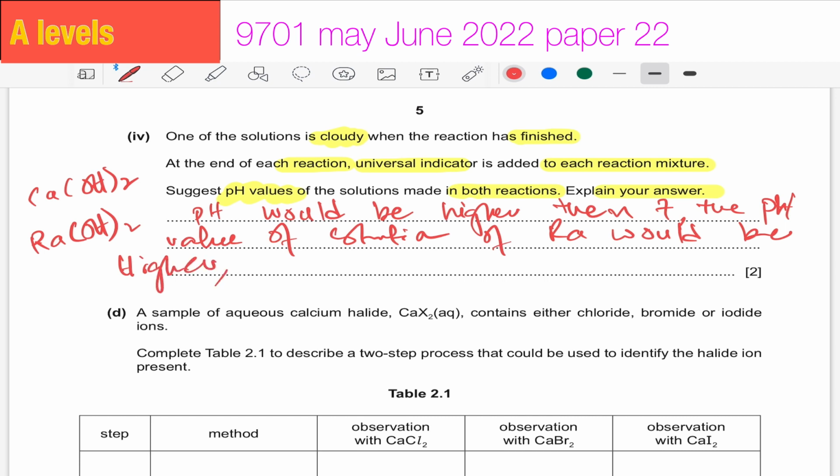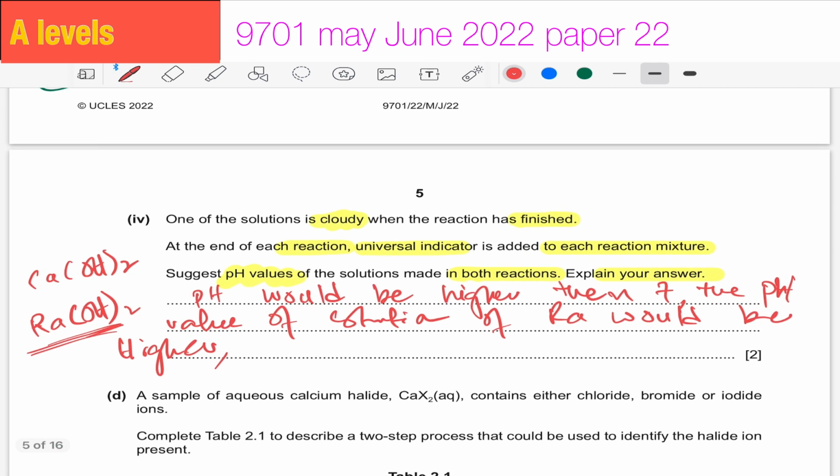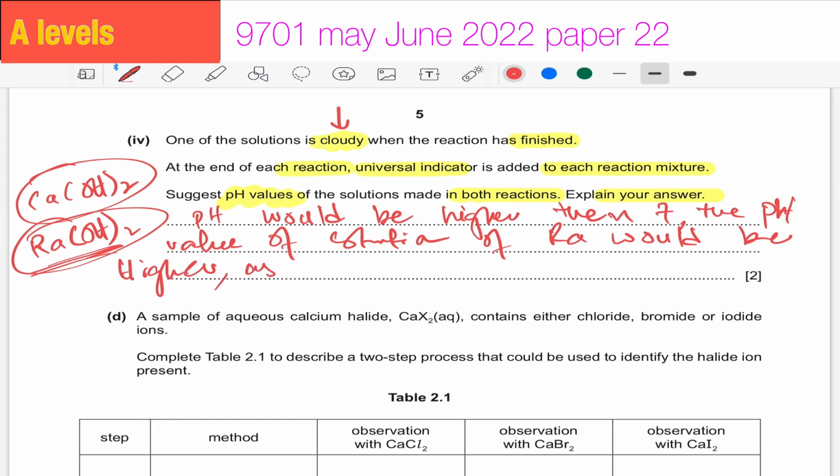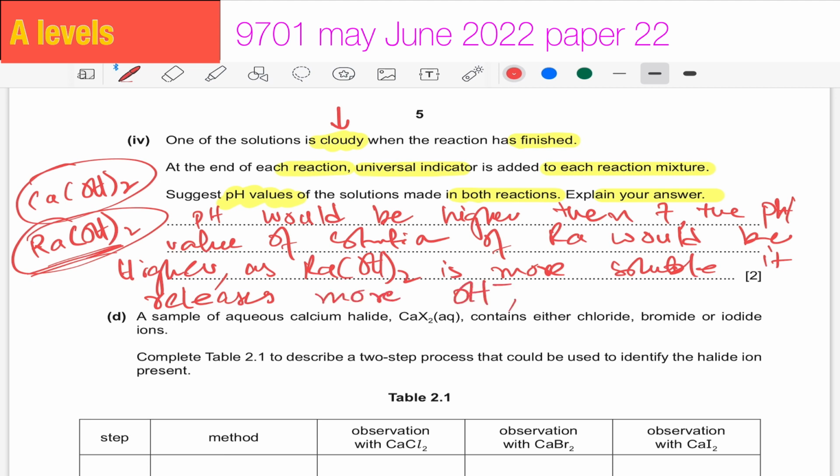And the reason is, you know this thing, that the group 2 hydroxides get more soluble down the group, right? So we know that calcium hydroxide would be less soluble, and that's why we get this cloudy solution for calcium hydroxide. But radium hydroxide would be almost completely soluble. As radium hydroxide is more soluble, it releases more hydroxide ions, so it increases the pH of the solution.